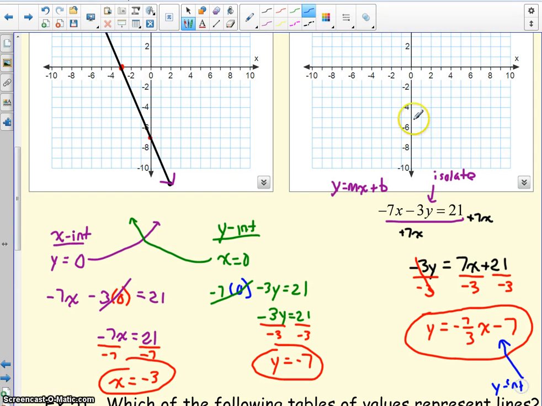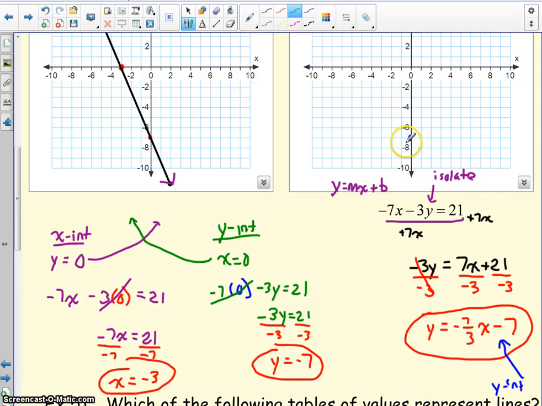So I'm going to put that on the graph. You'll see it matches what I got when I did this the other way. But now I need to use my slope to create other points. So a slope of negative 7 over 3 means I have a rise of negative 7 and a run of 3. So from here I would go down 7 and over 3 to find another point.